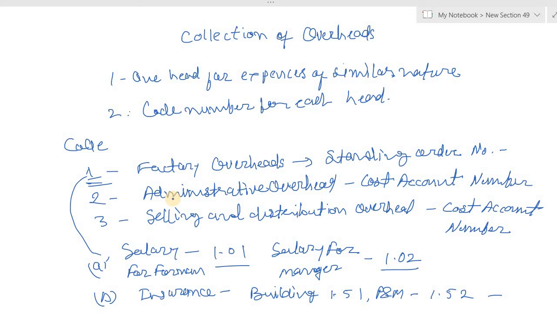Collections of overheads should be done regularly. These may be collected from stores requisition note and wages analysis book, invoice, journal, cash book, and other registers and reports.